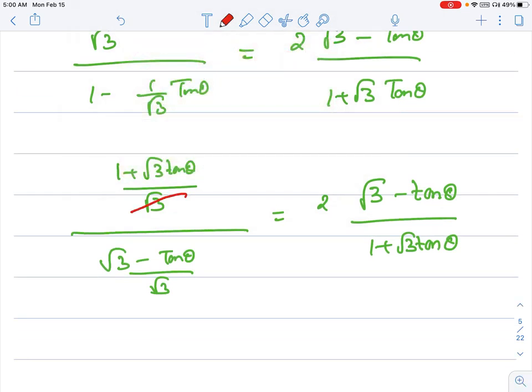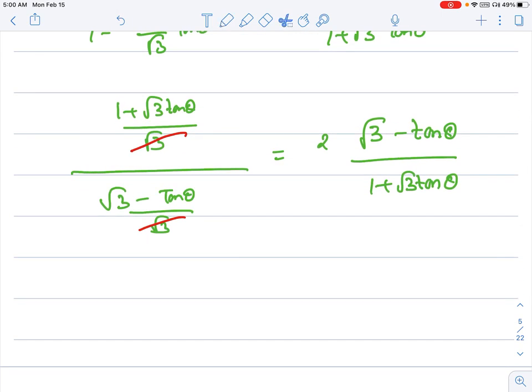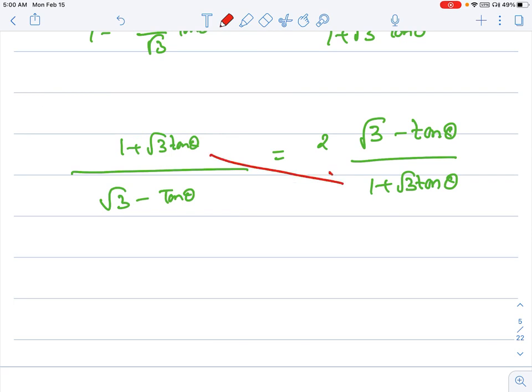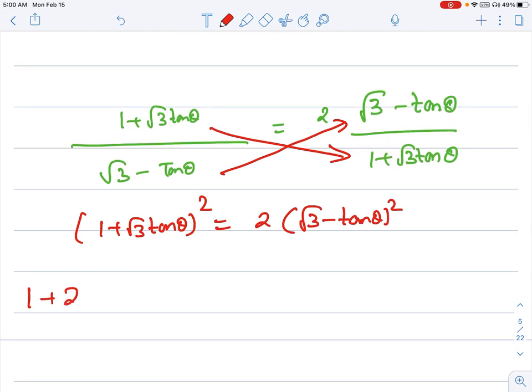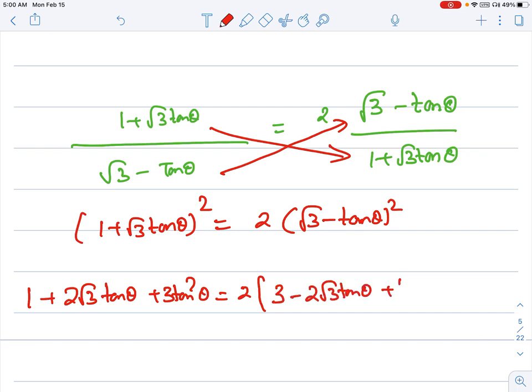Then root 3 cancels. So in that case, what you can do, this gets cancelled, so delete the denominators. So the fraction becomes like this. So what I can do is cross multiplication. So 1 plus root 3 tan theta whole square is equal to 2 times root 3 minus tan theta whole square. 1 plus 2 root 3 tan theta plus 3 tan square theta is equal to 2 times 3 minus 2 root 3 tan theta plus tan square theta.